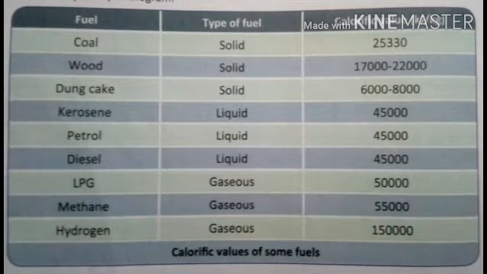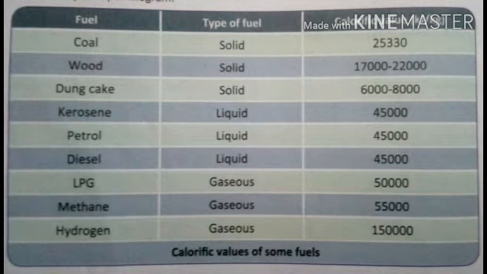Combustible substances can be used as fuel for various applications. If a fuel has a moderate ignition temperature and produces a large quantity of heat, it is said to be a good fuel. As you can see in the table, various fuels are given, their types, as well as their calorific value. A higher calorific value means it is a good fuel which can give you more heat.